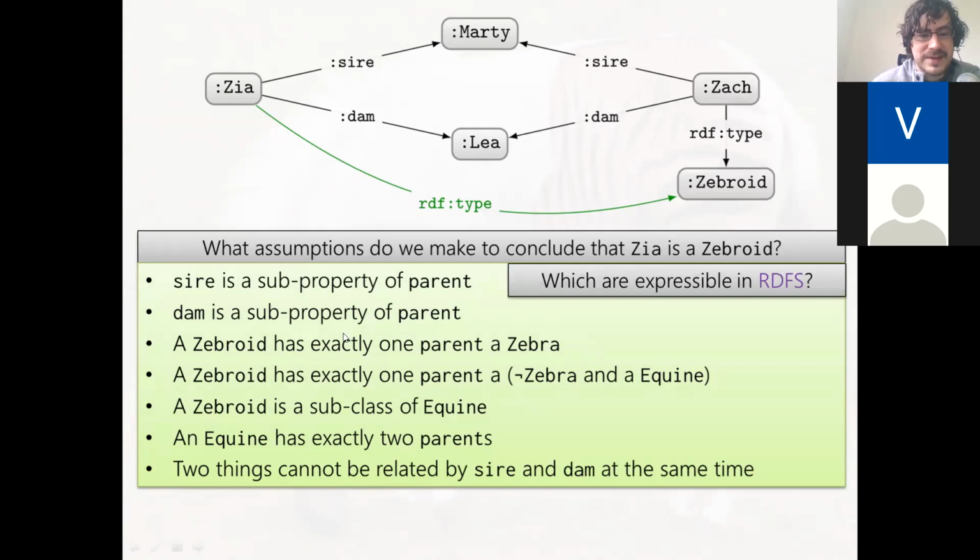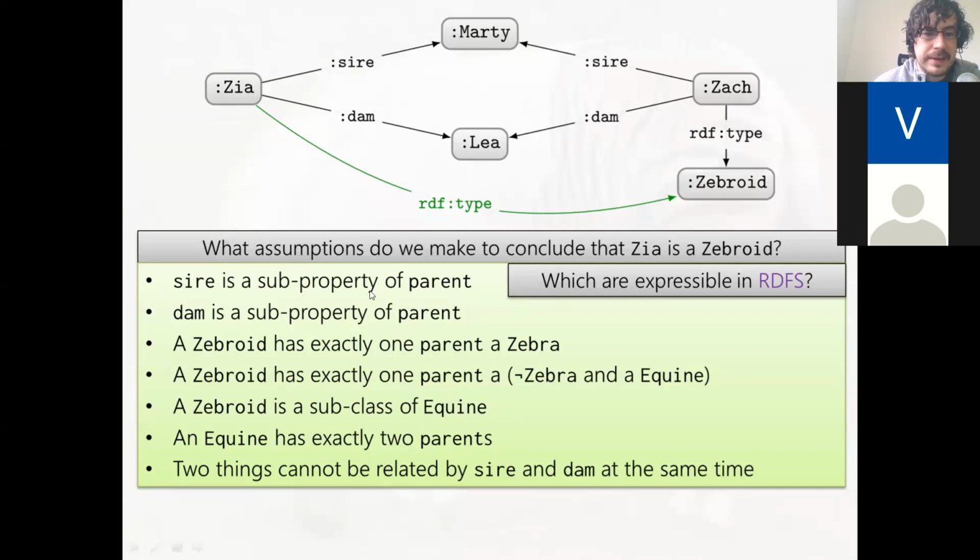So with all of these, we would be able to come to this conclusion. We have enough information here to figure out that Marty and Leia are different animals, that they're both parents, that then Zia has exactly one parent, a zebra. We don't know which one, but we know that it must hold. And so forth. So these are assumptions.